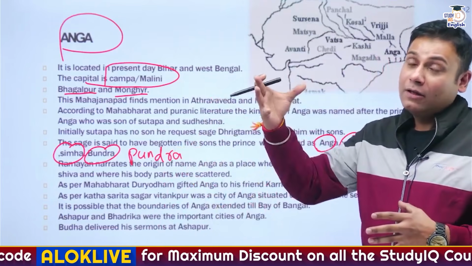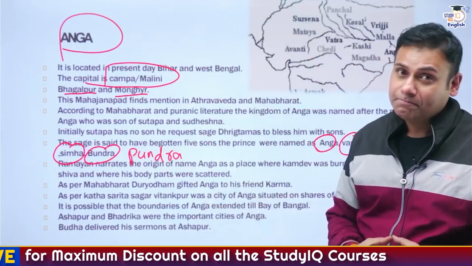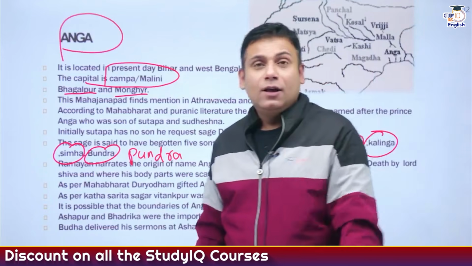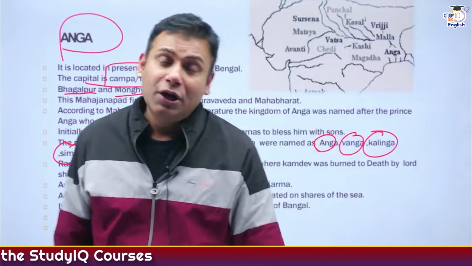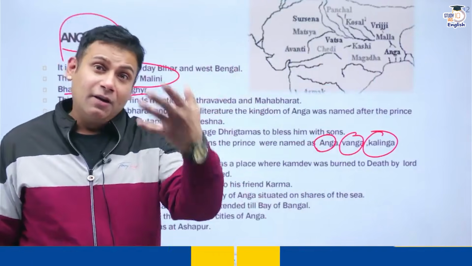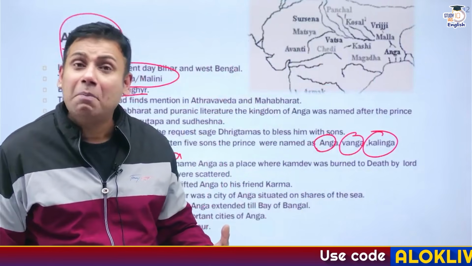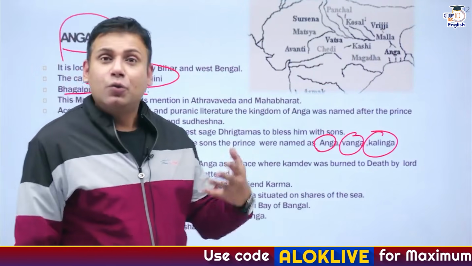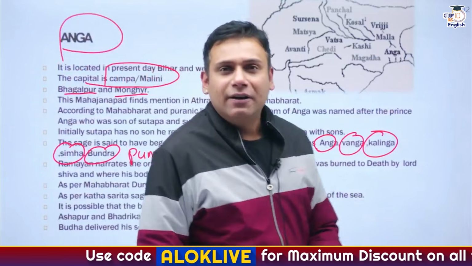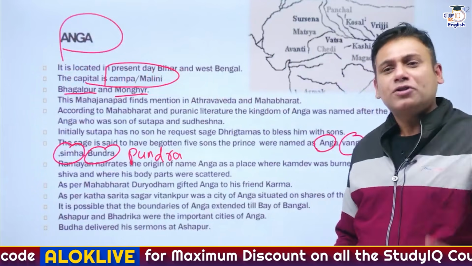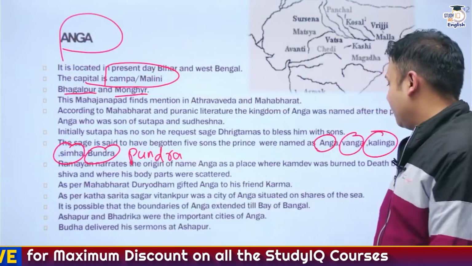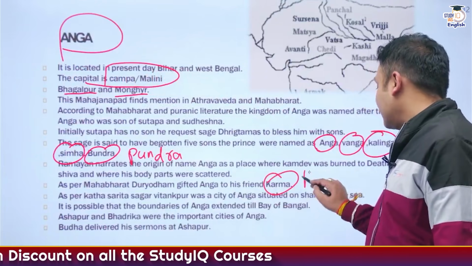And the Mahabharat narrates a different story. Mahabharat says that the ruler of Ang initially was Duryodhan. You might have heard about a character called Duryodhan in Mahabharat. So this region was ruled by Duryodhan, and Duryodhan gifted this kingdom to one of the most important characters, Karna. It is not Karma, it is Karna.